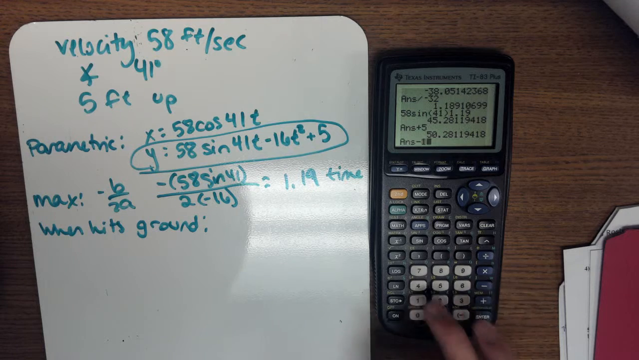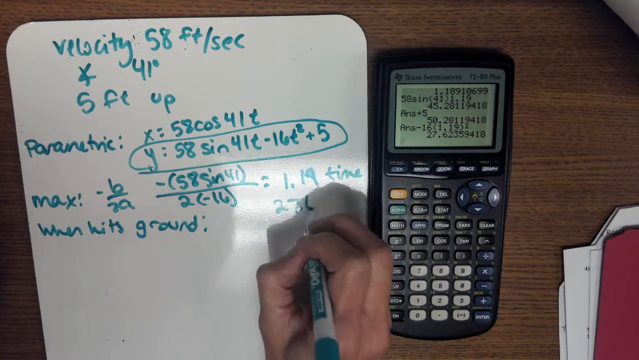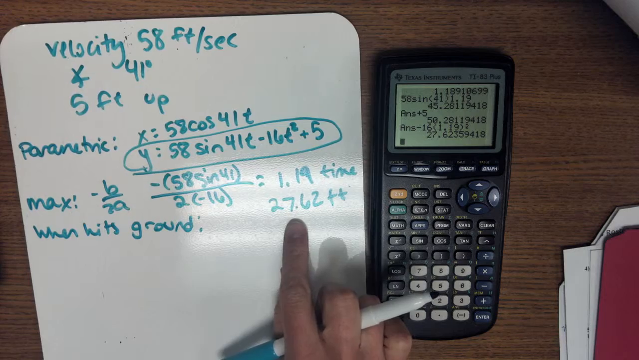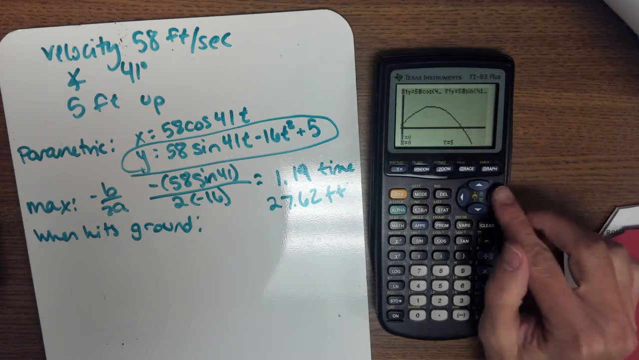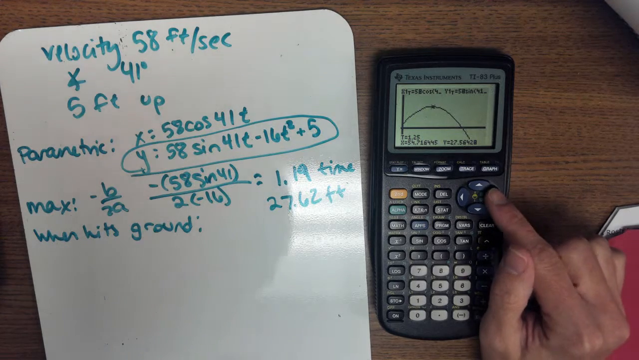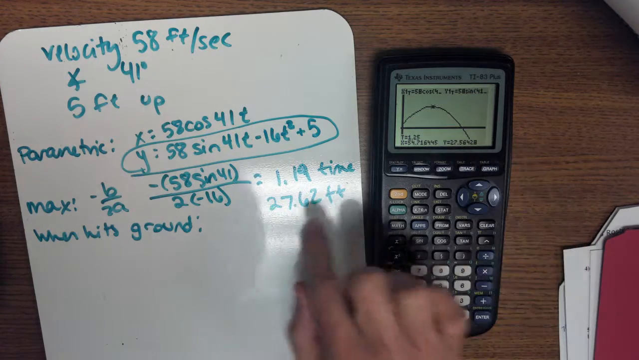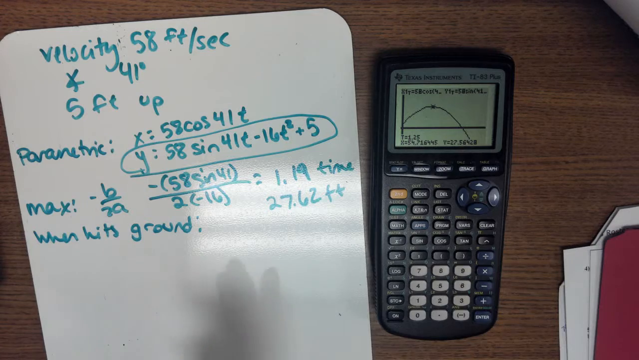There's multiple ways that we can do this, but 1.19 squared, and I end up getting 27.62, and that is the maximum height. You could also, on your graph, use the trace feature to say, am I in the right ballpark? If we're looking at my y's, we're at 27.56. It's just skipping over, but that is approximate. My time, 1.25. So yes, we are in the ballpark. That's a good way to check your work.